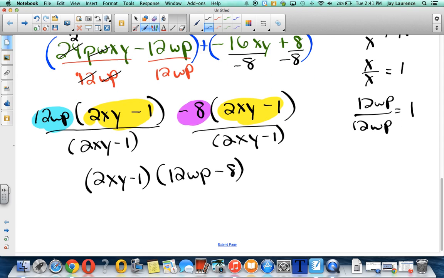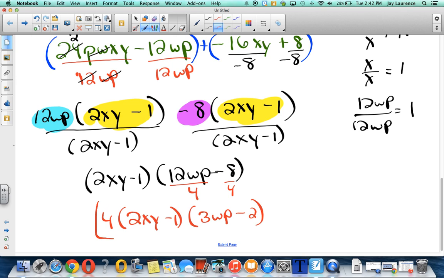There's another GCF hiding in there. You see it? There's a GCF hiding in here. Yeah, there's a 4. So I'm going to divide by 4 and divide by 4. So I'll have a 4 out front. I'll have the 2xy minus 1 and a 3wp minus 2. And there you go. Now it's completely factored. So in this case, we actually had 4 GCFs to do.